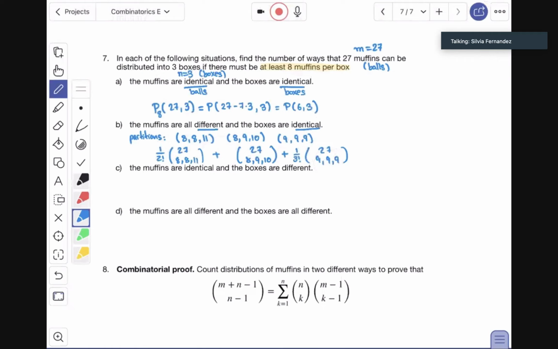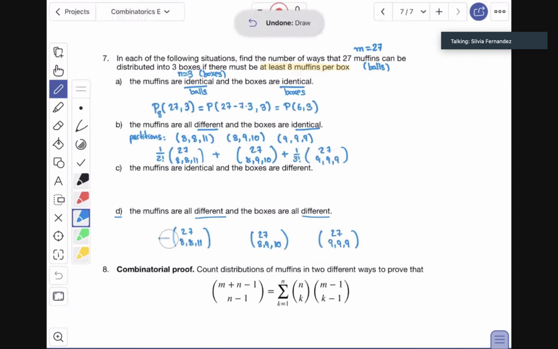And since we already have the partitions, I'll do D first. So I have identical into different. So this is equivalent to the T numbers, the first row in my distributions table. So again, I'm going to use the same multinomials, but this time I need to multiply times all the rearrangements of the numbers in my partition.